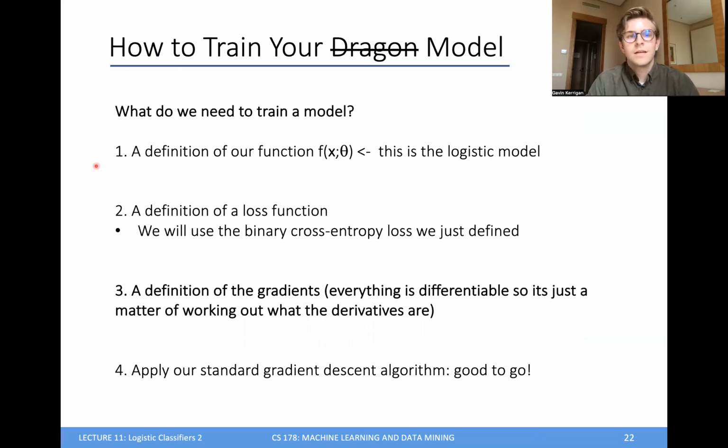Okay, so in most machine learning tasks, there's a general setup or paradigm for learning models. The first is we need to define our model. What's the functional form of our predictions? What does our model look like? In our case, we're going to be using a logistic model here. The second thing we'll need is a loss function. So we're going to use the binary cross entropy loss that we've seen. Then we need to compute the gradients of this loss function, which we're going to do in just a second. And then lastly, we can apply those gradients in the gradient descent algorithm and minimize our loss from step 2. So really step 3 here is a crucial step, working out an expression for these gradients.